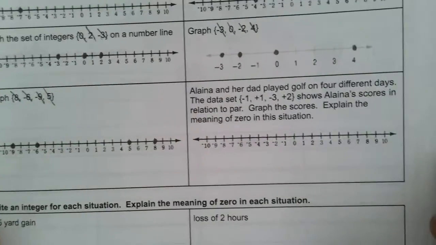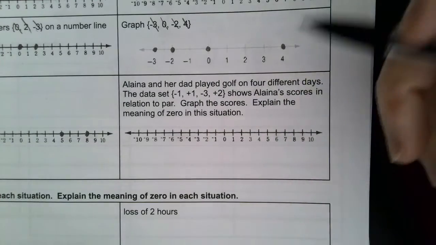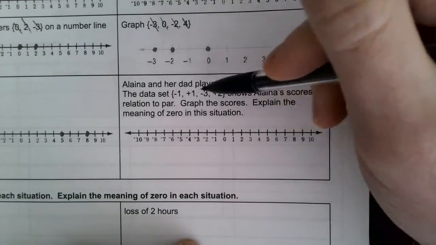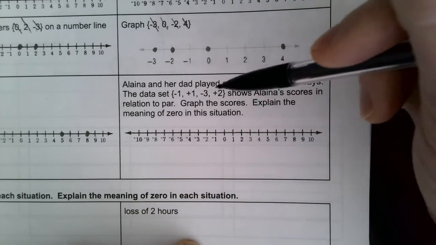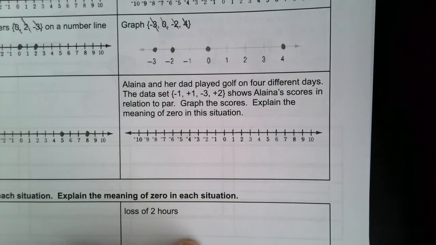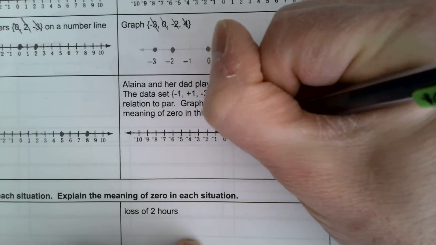Let's talk about this one here. Elena and her dad played golf on 4 different days. The data set, -1, 1, +1, -3, +2, show Elena's scores in relation to par. Graph the scores, explain the meaning of 0. So if you're familiar with golf, you're kind of familiar with scores here. But with these scores, the more negative you are, the better your score is. So golf is a little unique in that way. So -1, we'll graph these first, and we'll talk about what 0 would mean.